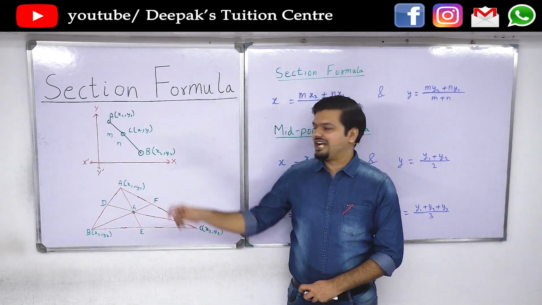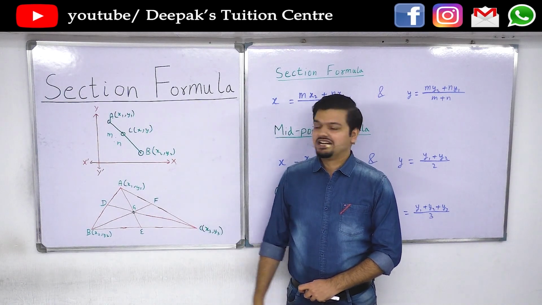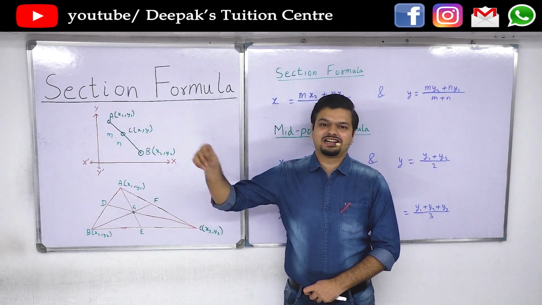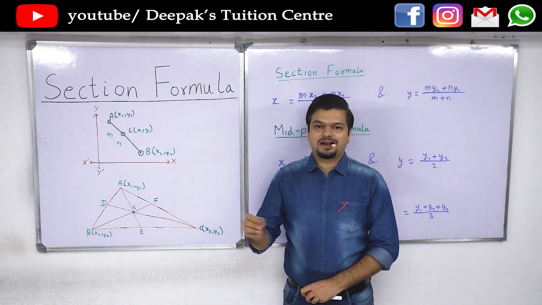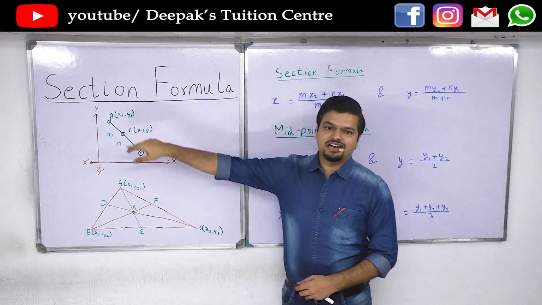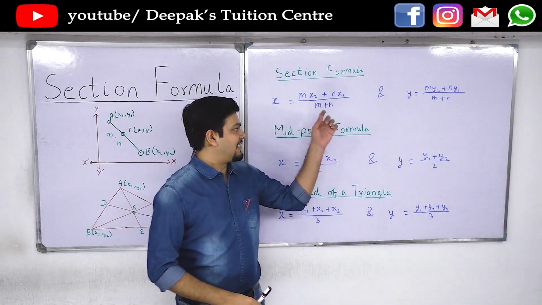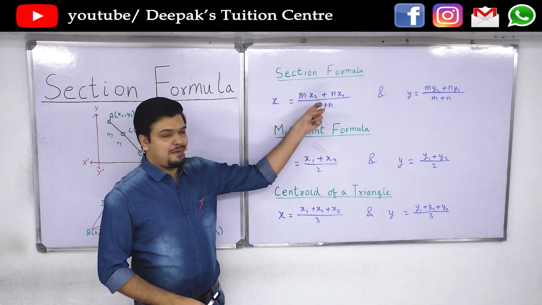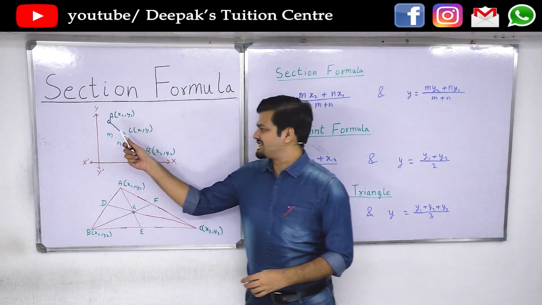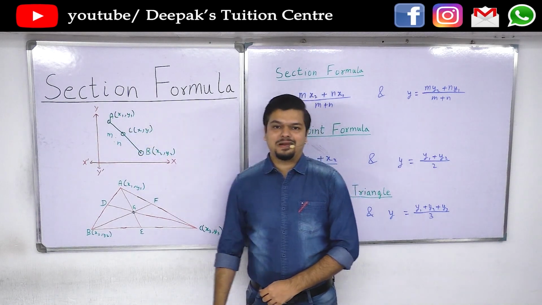Then we can calculate the value of x, y, that is the coordinates of point C. So basically, the point which divides a certain line in a certain ratio can be calculated. The coordinates of such a point can be calculated if we know the coordinates of both the points and the ratio. So the x coordinate will be, by section formula, mx2 plus nx1 by m plus n.